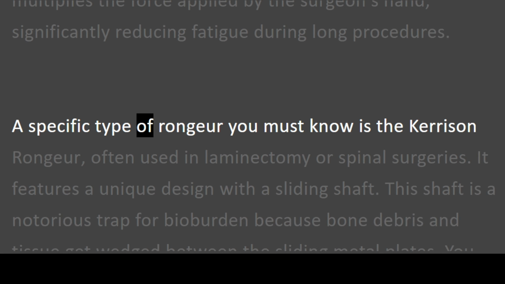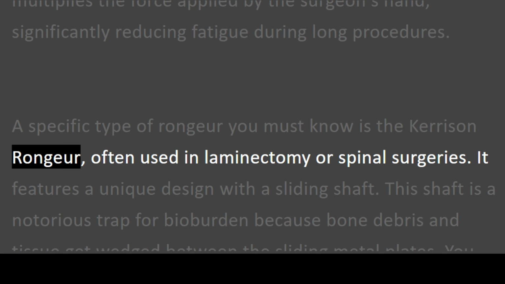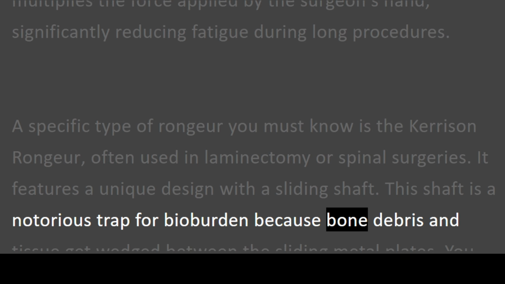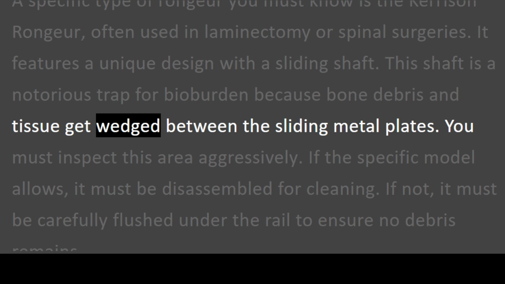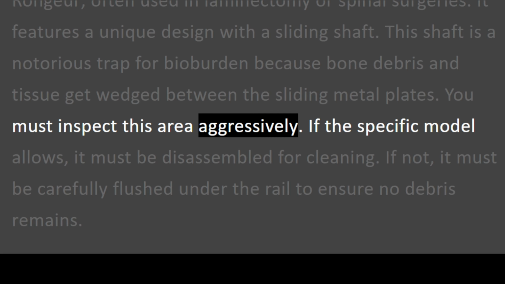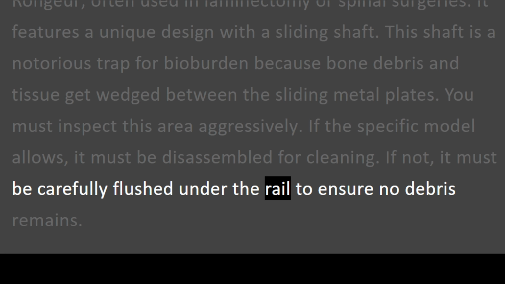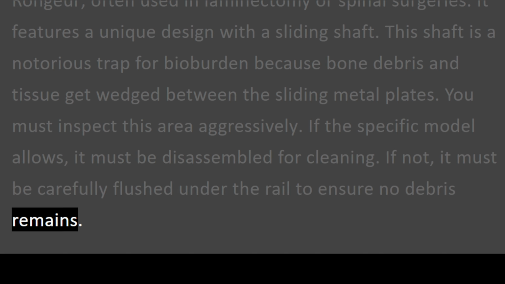A specific type of rongeur you must know is the Kerrison rongeur, often used in laminectomy or spinal surgeries. It features a unique design with a sliding shaft. This shaft is a notorious trap for bioburden because bone debris and tissue get wedged between the sliding metal plates. You must inspect this area aggressively. If the specific model allows, it must be disassembled for cleaning. If not, it must be carefully flushed under the rail to ensure no debris remains.